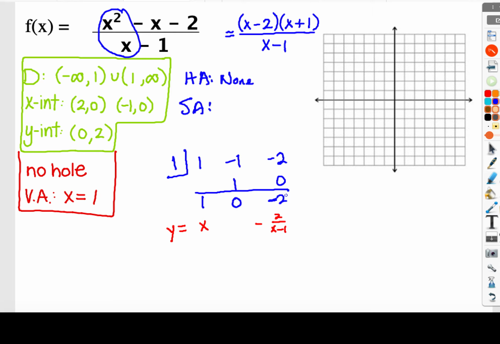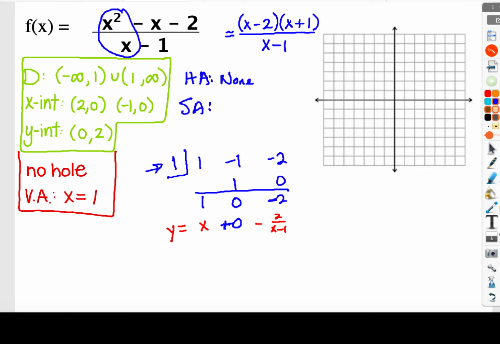If we actually divide x squared minus 1x minus 2 by x minus 1, plus 1 being what we're going to divide by then, we do the synthetic division. You'll notice what we get down here, right? y equals x, technically plus 0, and then minus our remainder.